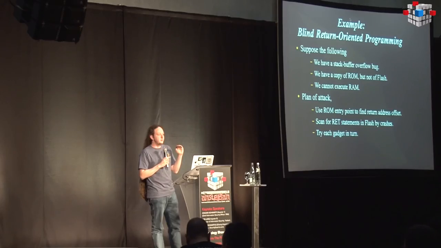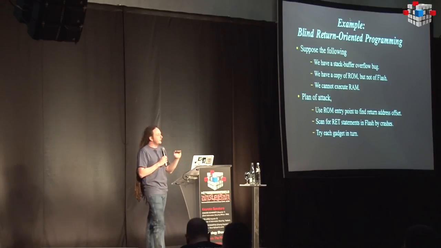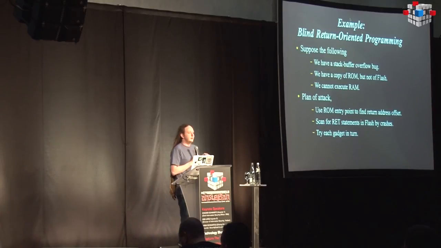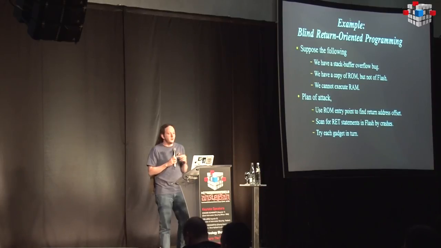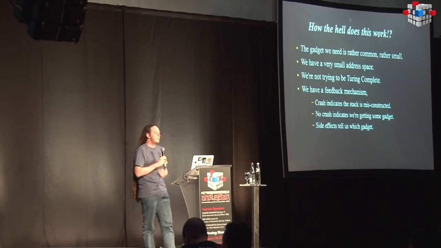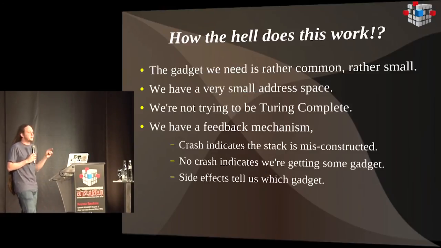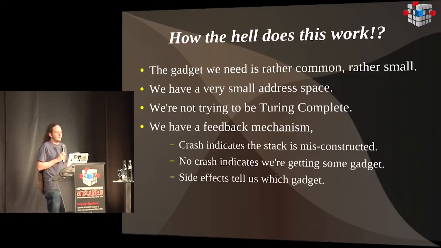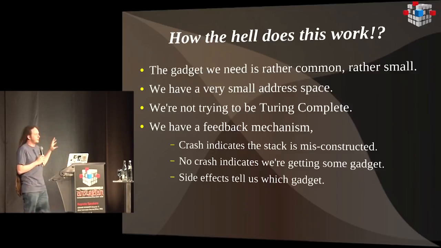Then once we've found all of these return addresses, if you go just one word before them in code, then you get the final instruction of that function. And if you can find one that's a pop R11, then we have a gadget that gives us control of register 11. And I'll show you in a bit how we can do it for more complicated chains. Now, this works because the gadget that we need is rather common and rather small. You're not going to be able to build a Turing-complete interpreter using this technique.